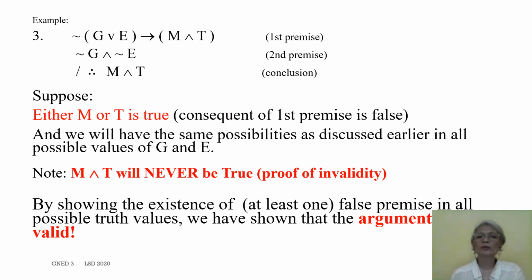Now, what about if one of M or T is true? So, if one of them is true, it means one of them is false, no? If one of them is false, this consequent conjunction, M and T, will also be false. So what will happen is the same as our discussion earlier, where the consequent of the first premise is false. And we will have the same scenario. In all possibilities of truth values, we are able to find a false premise. And therefore, the argument is valid.